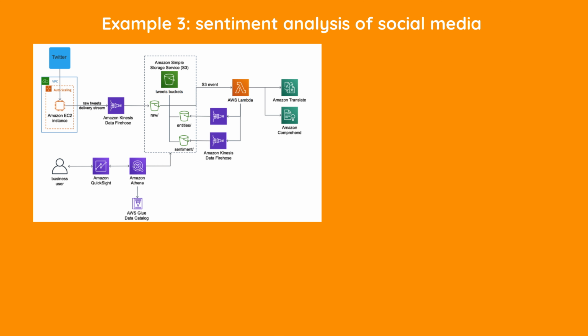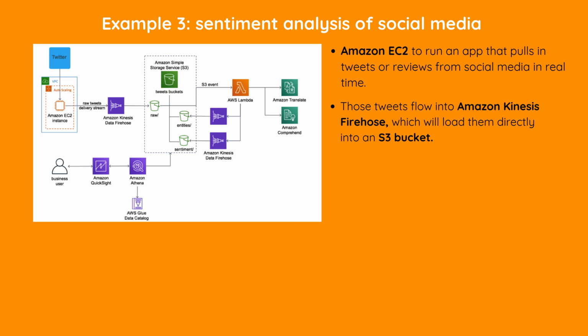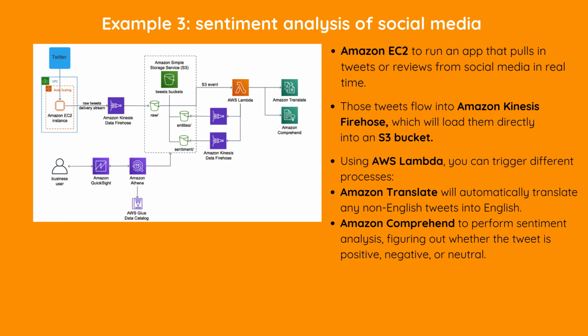First, you can use Amazon EC2 to run an app that pulls in tweets or reviews from social media in real time. Those tweets flow into Amazon Kinesis Firehose, which will load them directly into an S3 bucket. Using AWS Lambda, you can trigger different processes. Amazon Translate will automatically translate any non-English tweets into English. Then Amazon Comprehend kicks in to perform sentiment analysis, figuring out whether the tweet is positive, negative, or neutral. Once all the analysis is done, you store the processed data back in S3.